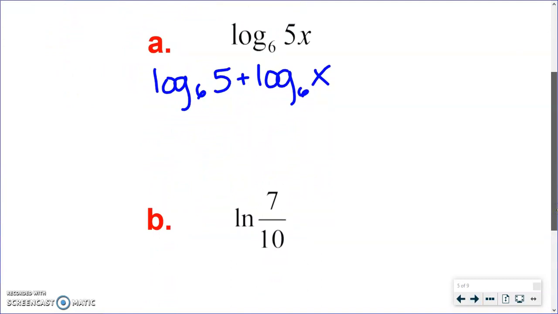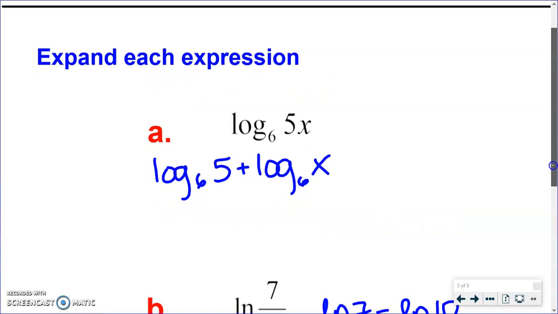Another example, here we have the natural log of 7 over 10. We can rewrite that as the natural log of 7 minus the natural log of 10. And make sure you pay attention to the order. The numerator gets to be in the first half, and the denominator is what is being subtracted.